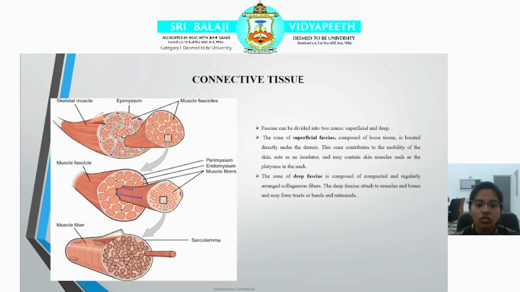Okay, this is a covering of a muscle. A single muscle fiber is lined by endomysium. A group of muscle bundles is covered by perimysium, and the outer covering is the epimysium.